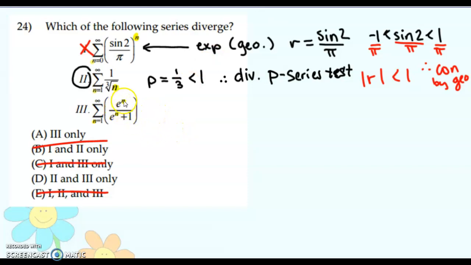This has an e to the nth power and an e to the nth power plus 1. I do not know exactly how I can write that as a geometric series, because I really can't, because 1 is not taken to the power, and it's not a p-series. So let's use the nth term test, because we're just checking for divergence.